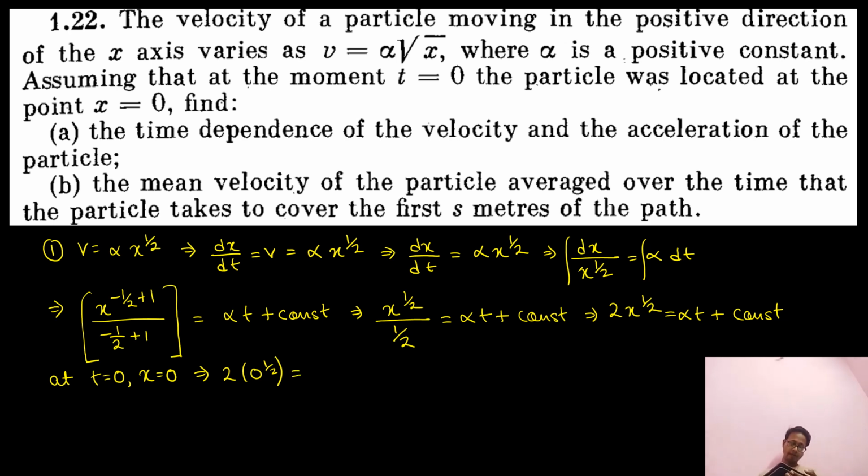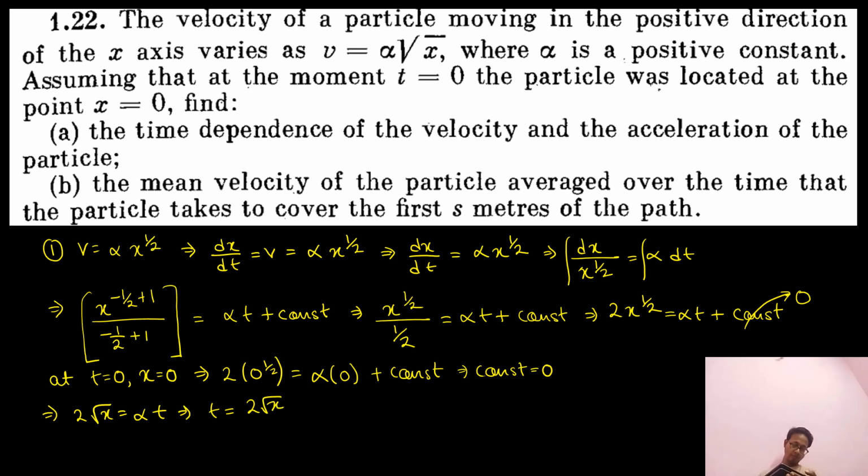Is equals to alpha into 0 plus constant. So the value of constant is nothing but 0. If we solve this, the value of constant is equals to 0. So our equation becomes 2x to the power 1 by 2, or 2 root x, is equals to alpha into t, or t is equals to 2 root x by alpha.